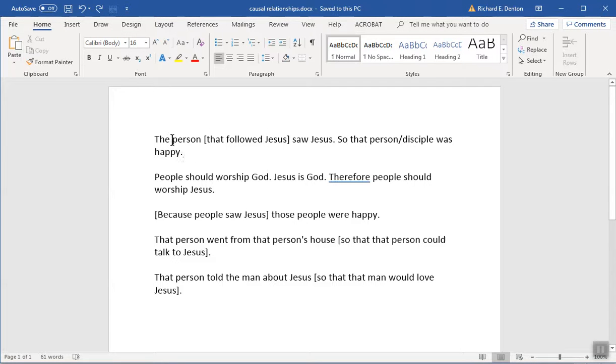this first sentence says, the person that followed Jesus saw Jesus. So that person / disciple was happy. Now the intent here is that person that followed Jesus is our explication for disciple. So this might be converted by a rule into disciple.